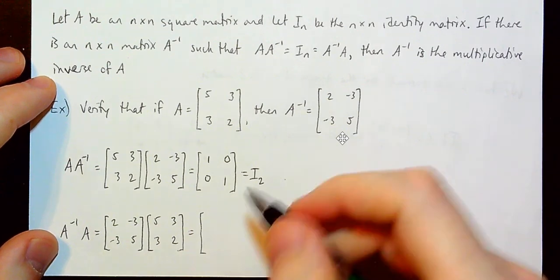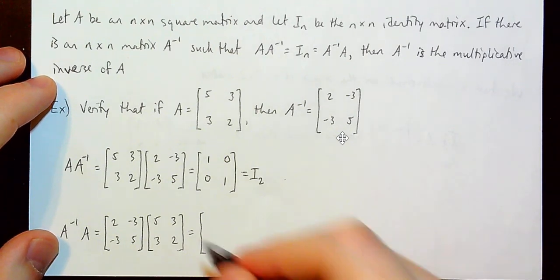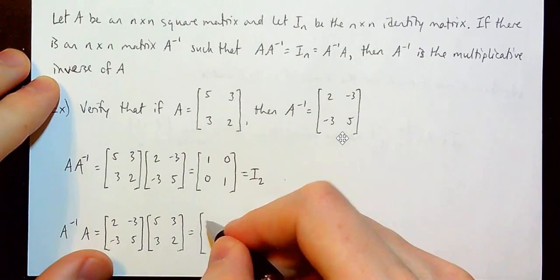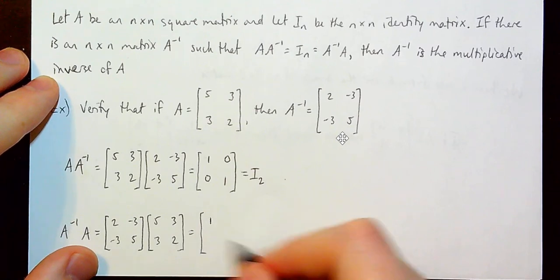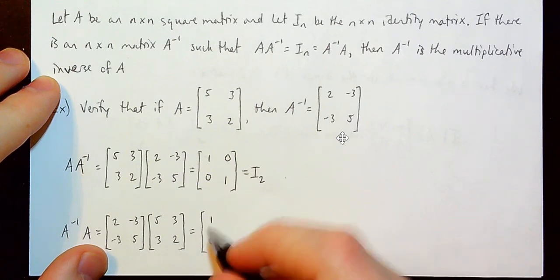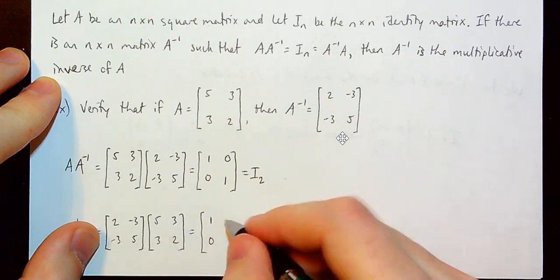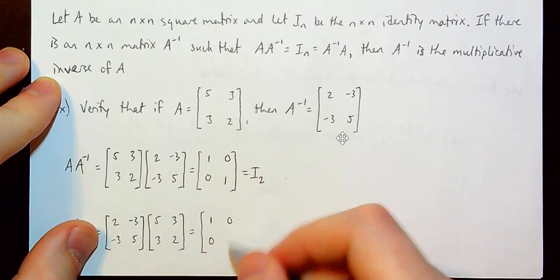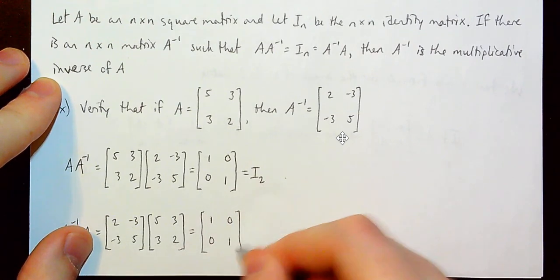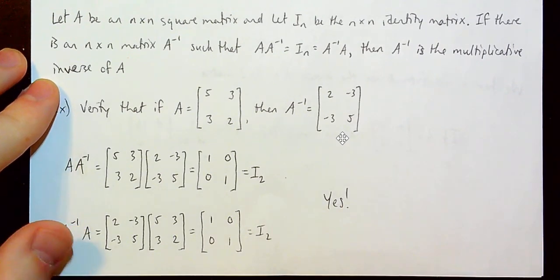All right, so let's see if you indeed came up with the 2 by 2 identity matrix. Entry in first row, first column, 10 minus 9 is 1. Second row, first column, negative 15, positive 15 gives me 0. First row, second column, 6 minus 6 gives me 0. And then second row, second column, negative 9 plus 10 is a positive 1. So we do indeed get the 2 by 2 identity matrix.